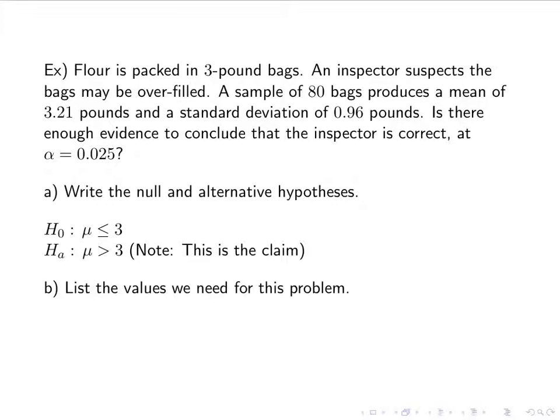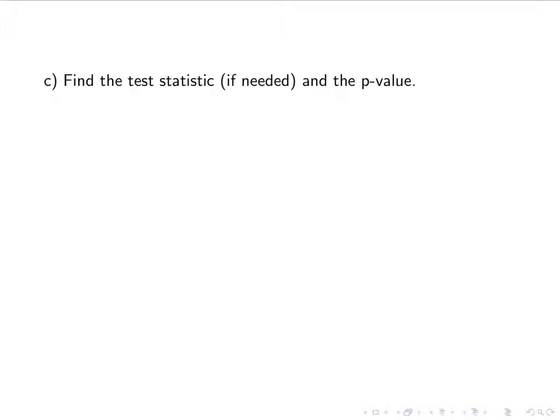Next, we're going to list the values we need. So x bar is 3.21, n is 80, and then we're given the sample standard deviation of 0.96, which means we need to use the student t distribution, which means we need the degrees of freedom. And remember that df is n minus 1, so if n is 80, df must be 79, and then alpha is 0.025. The next step is to find the test statistic if needed, which in this case it is because we're using the student t distribution, and then we'll find the p-value.